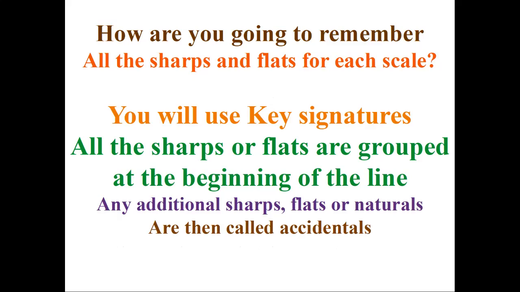How are you going to remember all the sharps and flats for each scale? It's quite simple. You will use key signatures. All the sharps or flats are grouped together at the beginning of the line. Any additional sharps, flats, or naturals that occur during that line of music are then called accidentals. So that's where accidentals come in. An accidental is a sharp, flat, or natural that is not part of the key signature.